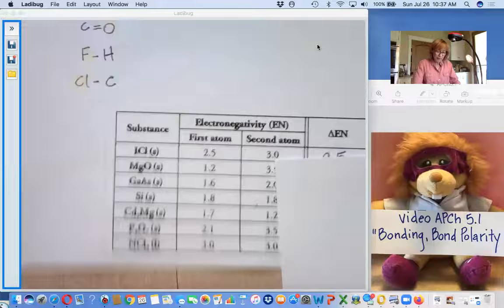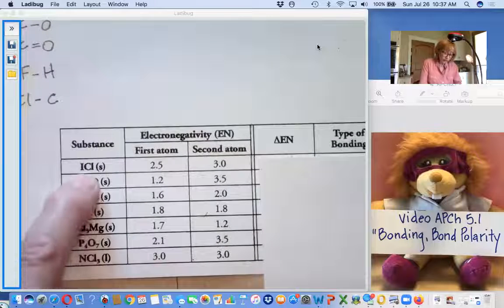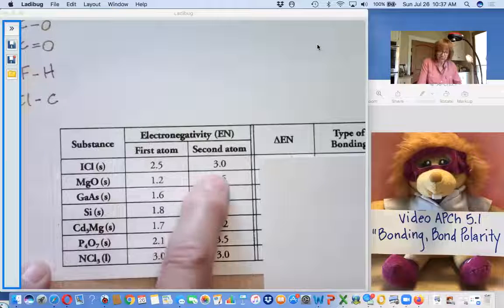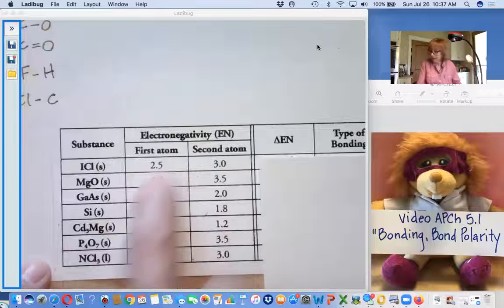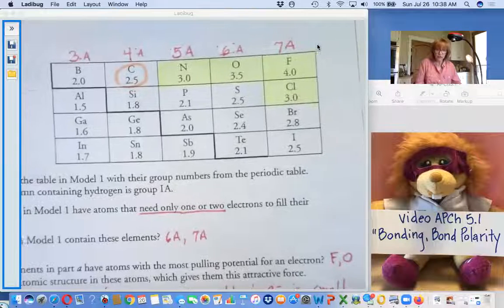Okay, now to wrap up, you have some practice down here in which you're given a substance and you're contemplating the bond between the two elements, iodine and chlorine. They've given you the electronegativities of the two atoms. Or if you didn't have those, you could always find them from this chart.